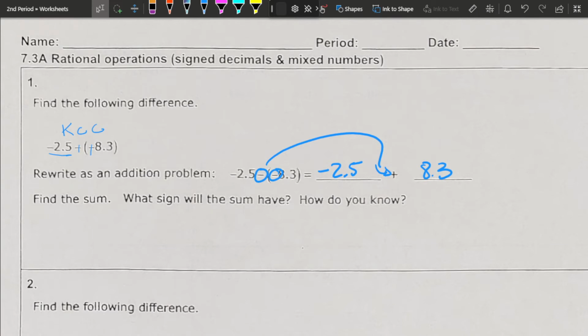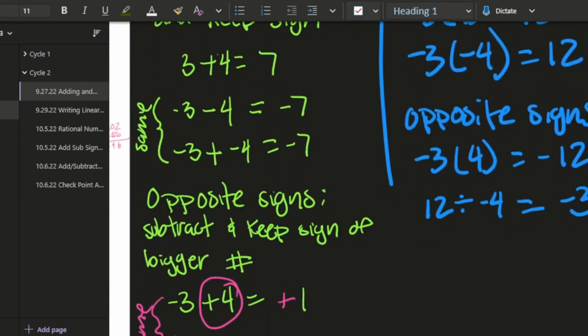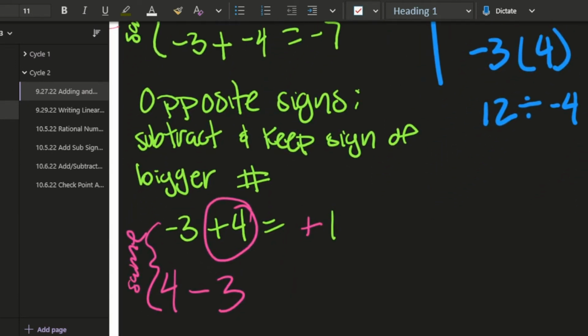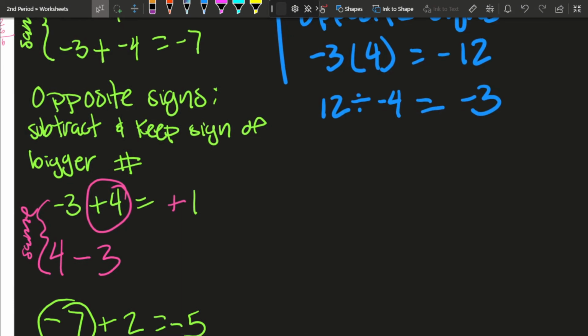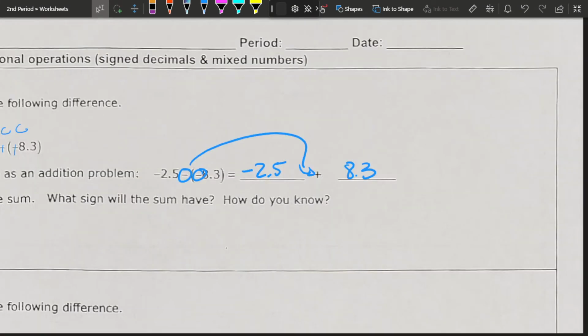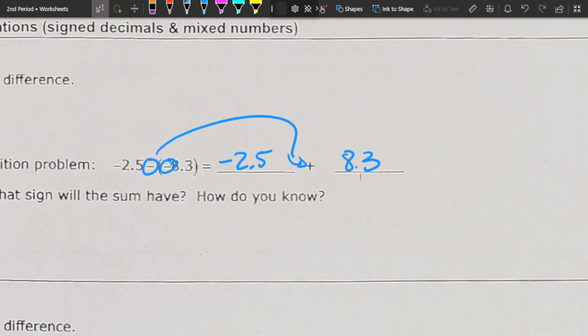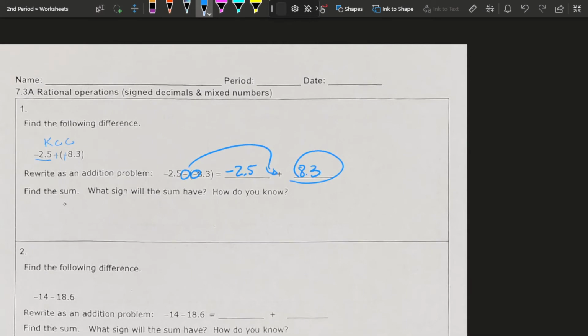Again, if we look back at those rules, it says opposite signs, subtract and keep the sign of the bigger number. So if we look at this, I know that 8.3 is more than 2.5 and that is positive, so I know my answer will have a positive sign. How do you know? Because 8.3 is bigger than 2.5.